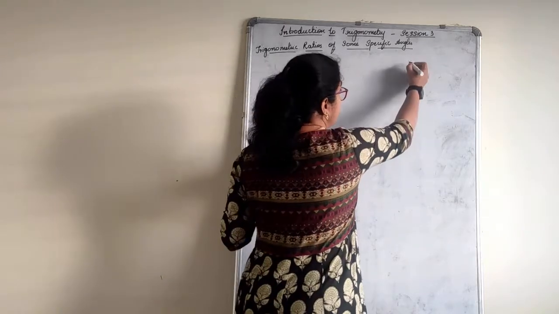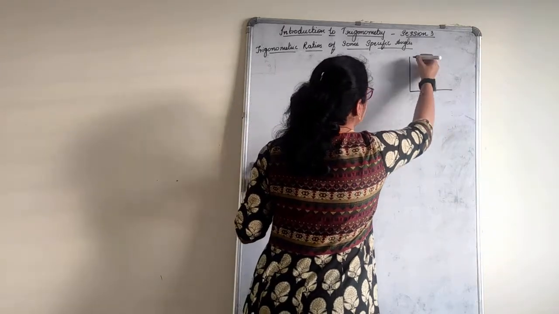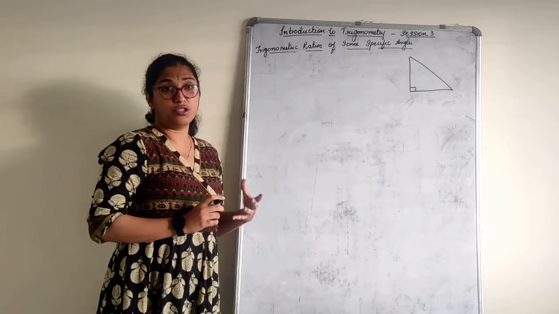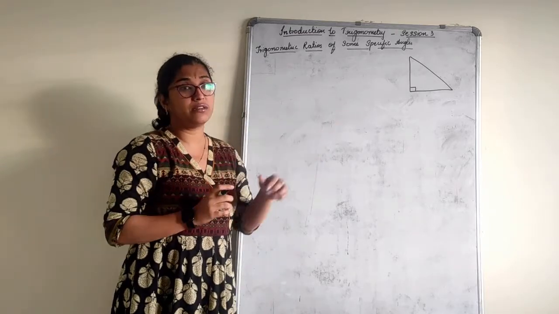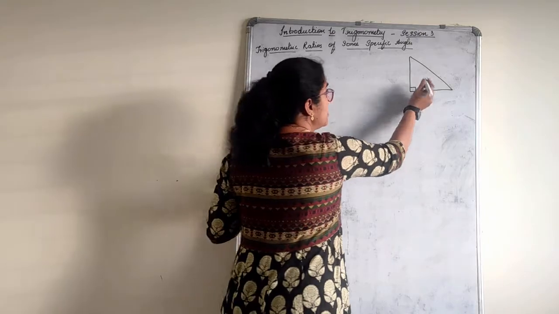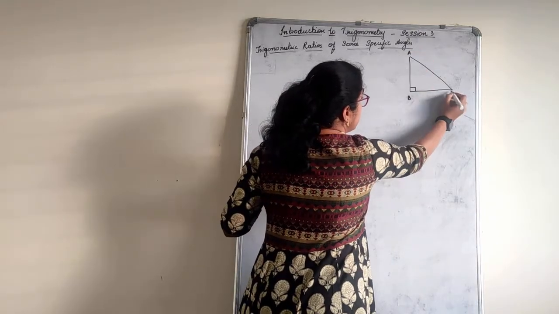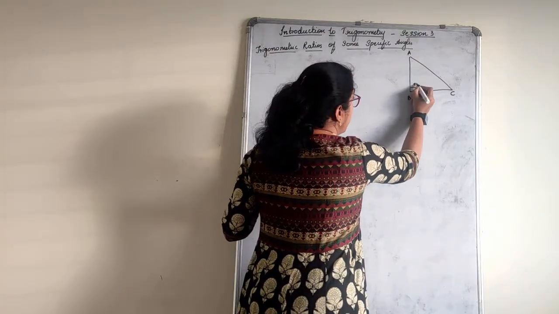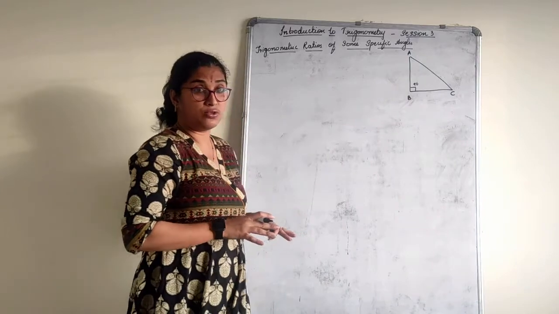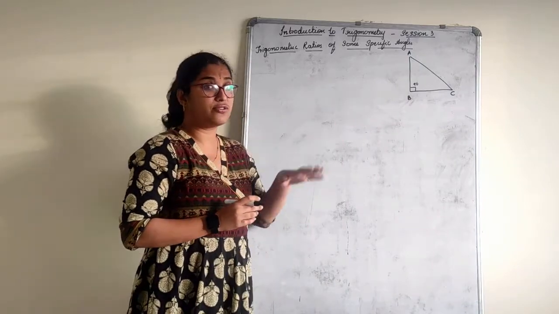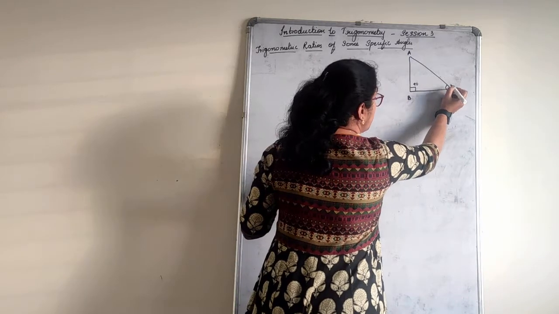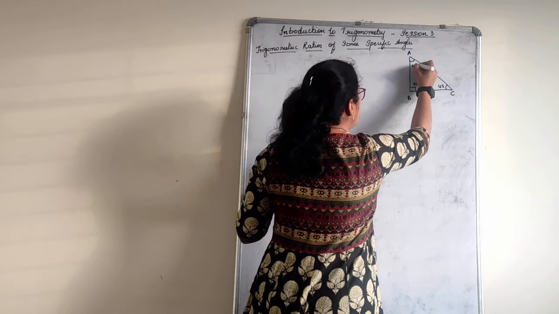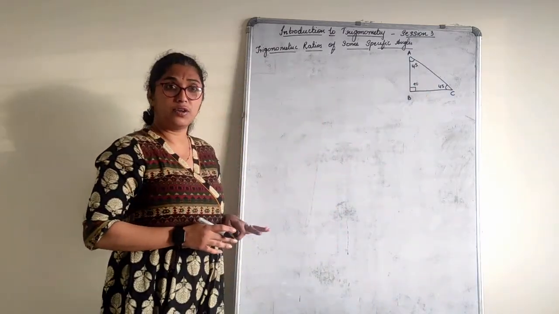When we talk about a specific angle, in trigonometry the trigonometric ratios are always specific to a right angle triangle, right? Suppose ABC is a right angle triangle at B. This is 90 degrees. And it is an isosceles right angle triangle. That means what are the measures of angle A and angle C? It has to be 45. Nothing other than that.